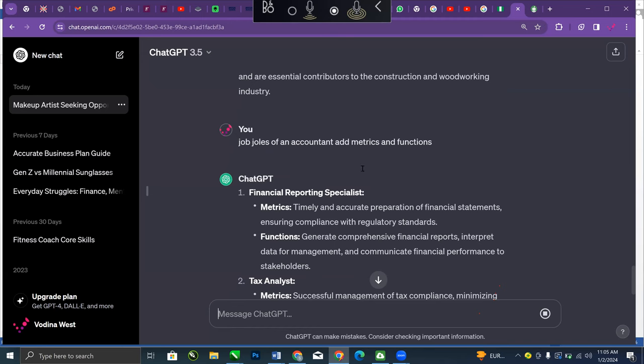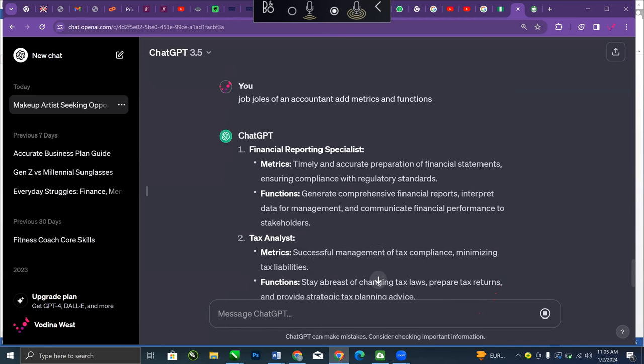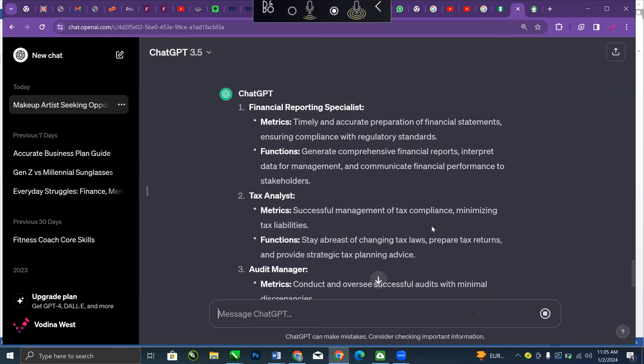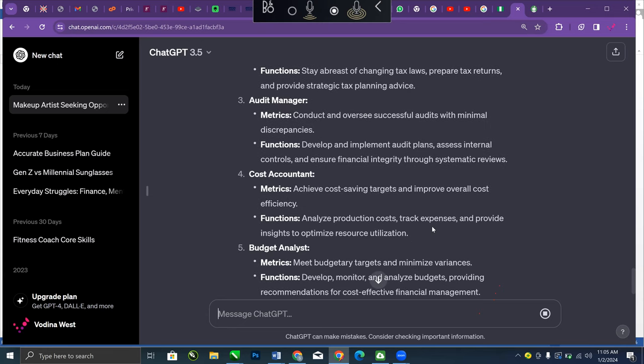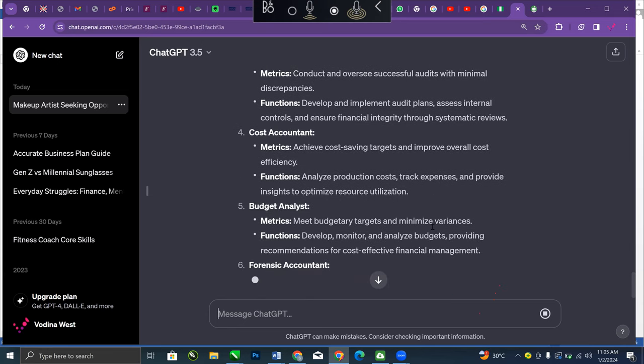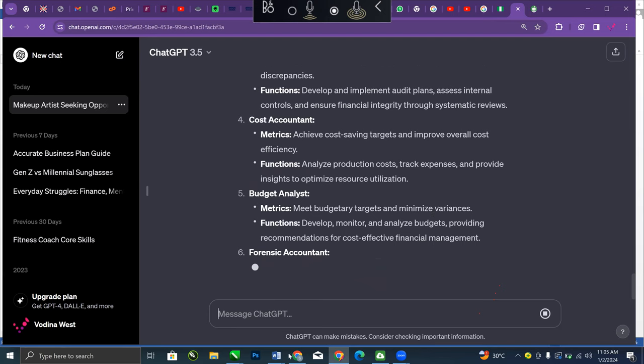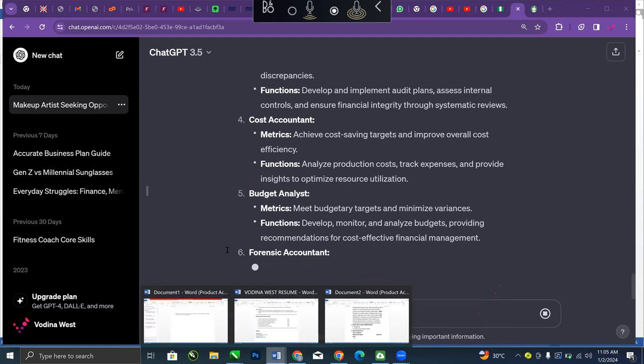Timely and accurate preparation of financial statements, ensuring compliance with regulatory standards. Successfully managed. So this will just give you an idea. You will now know how to put it together. ChatGPT still generates, you never tire. So that's what comes under your work experience.